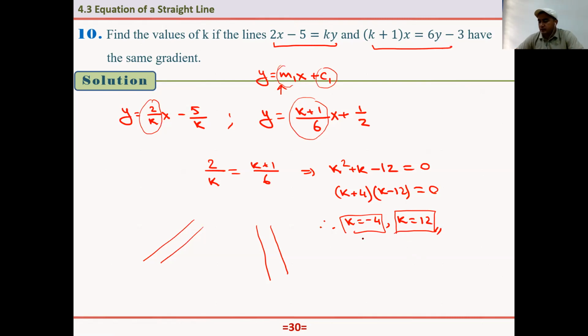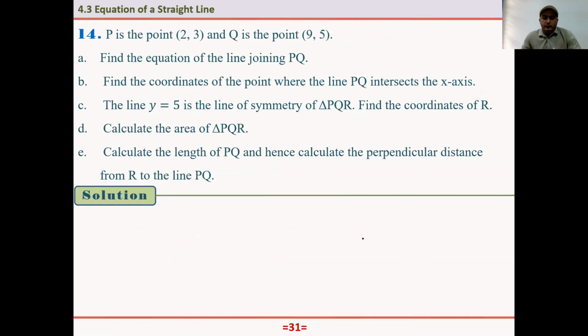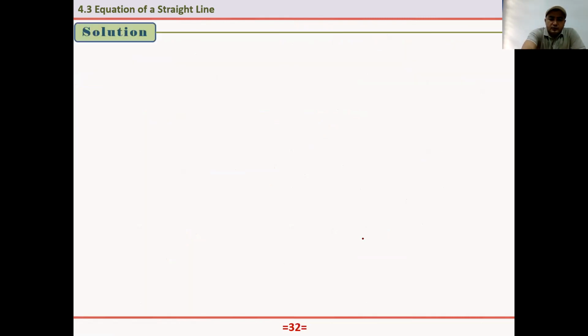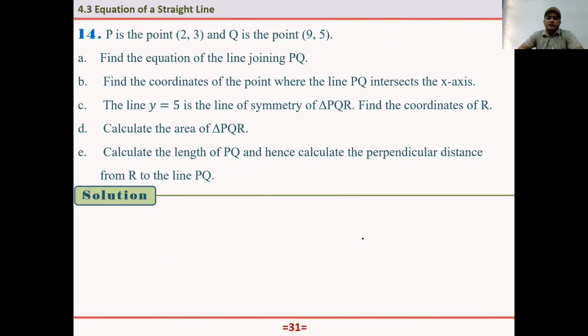Okay, Shahina, Amira? Mm-hmm. Good. Question 14, is it the last question? Oh, we have one more question. So the last question, you will solve it.